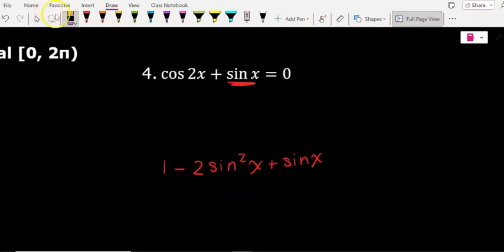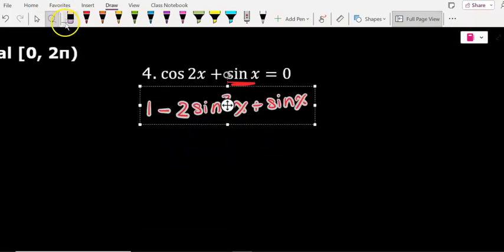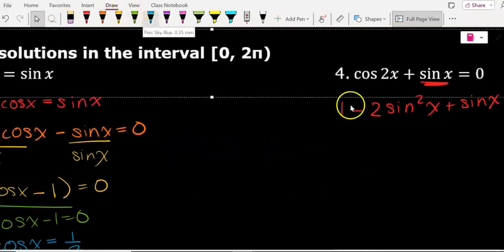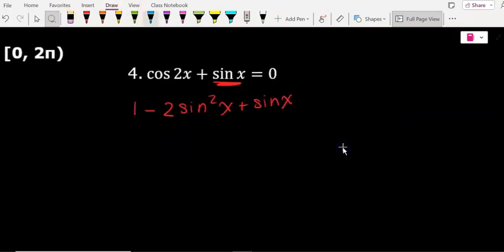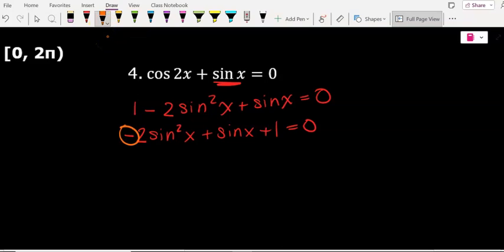So let's go ahead and pull this one right on up here. Okay, so for this problem now, in order to solve this, I've got to set it equal to 0. And then now I'm left with negative 2 sine squared x plus sine x plus 1 is equal to 0. When I'm factoring, I want my a to be positive, and right now my a is negative.